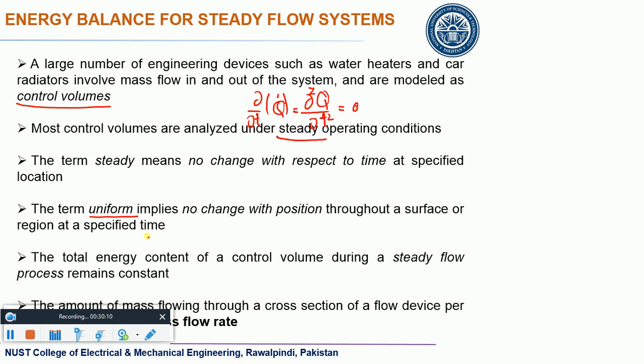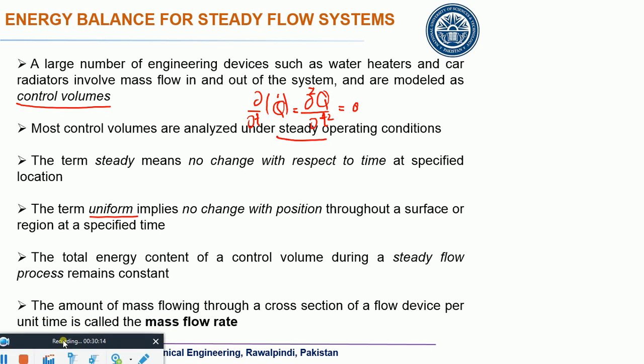Okay, so the amount of mass flowing through a cross section of a flow device per unit time is called the mass flow rate. You know this already, this definition, mass flow rate. You remember this m dot? What does that mean? How can you calculate it? Come on.